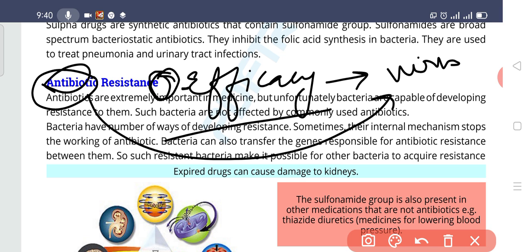So resistance in bacteria is creating a serious problem, because obviously if we discover drugs and then after some time a drug is not able to kill the bacteria, the whole drug is a waste. Obviously the bacteria are developing resistance to it. That's why it is said you should take the medicine for the time period recommended by the doctor.